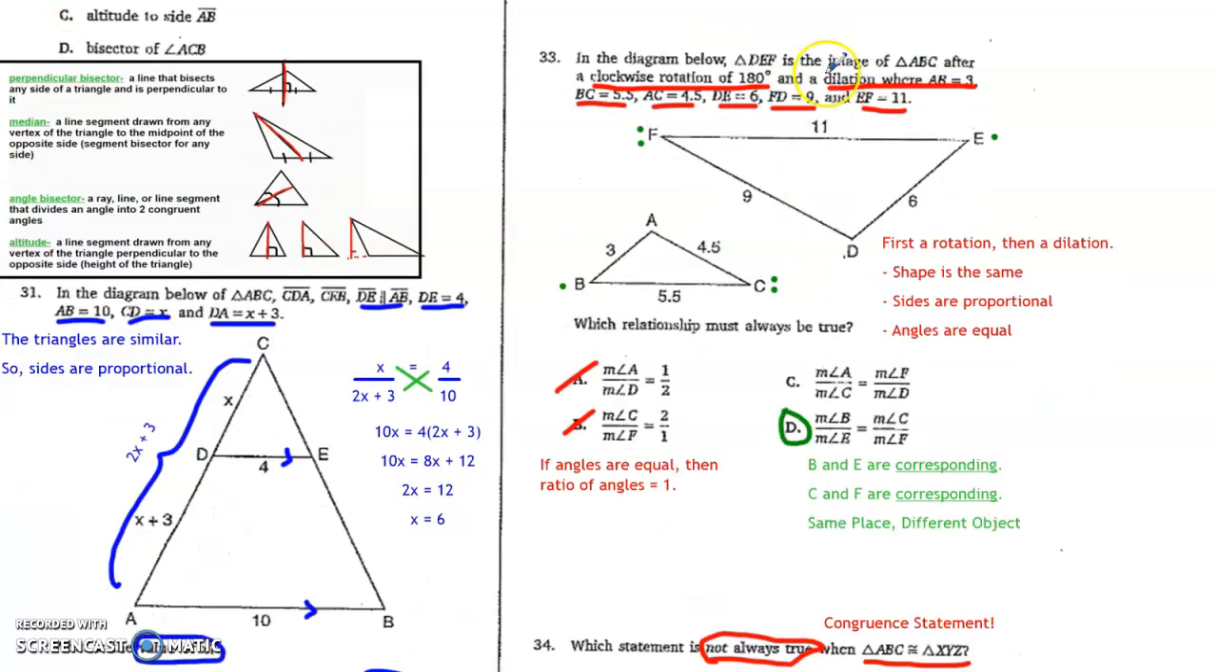Question 33. It tells us that there's a rotation of 180 and a dilation. A rotation goes first, then the dilation. The dilation makes the sides proportional. Which relationship must always be true?